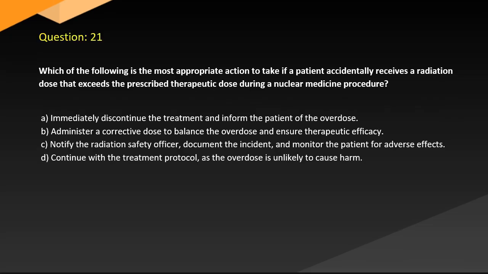Question 21. Which of the following is the most appropriate action to take if a patient accidentally receives a radiation dose that exceeds the prescribed therapeutic dose during a nuclear medicine procedure? A. Immediately discontinue the treatment and inform the patient of the overdose. B. Administer a corrective dose to balance the overdose and ensure therapeutic efficacy. C. Notify the radiation safety officer, document the incident, and monitor the patient for adverse effects. D. Continue with the treatment protocol as the overdose is unlikely to cause harm.